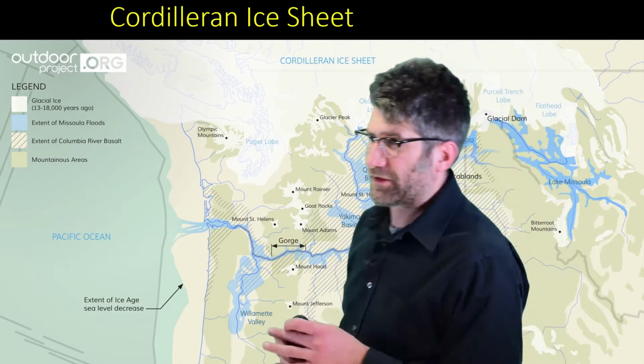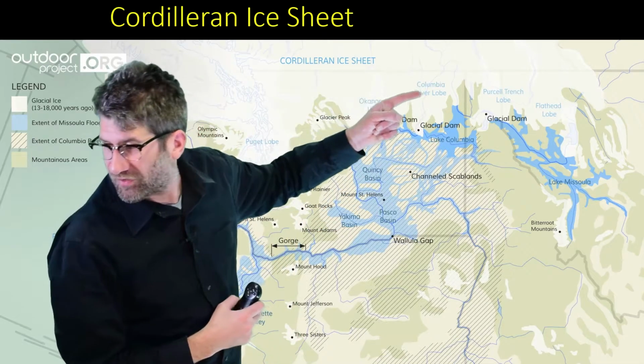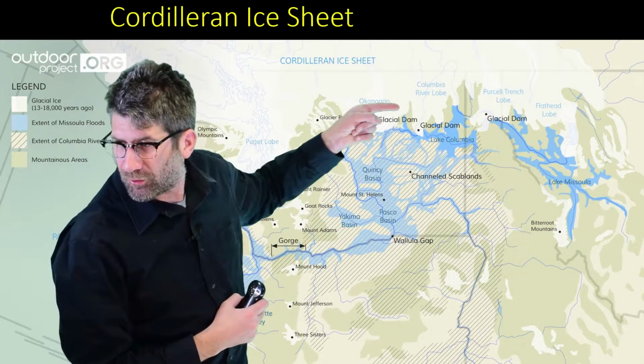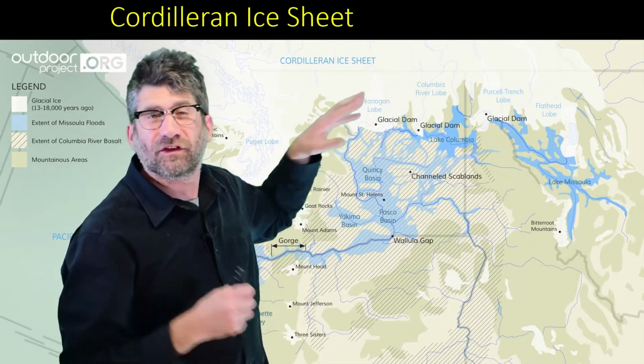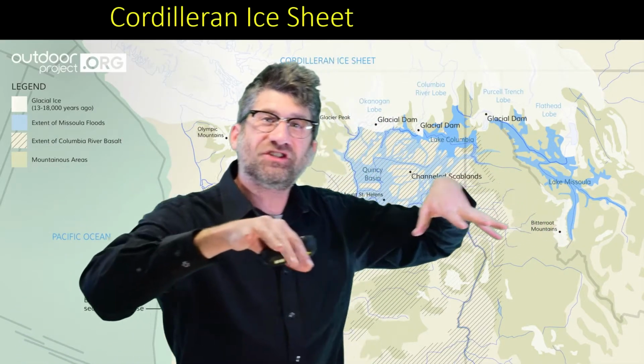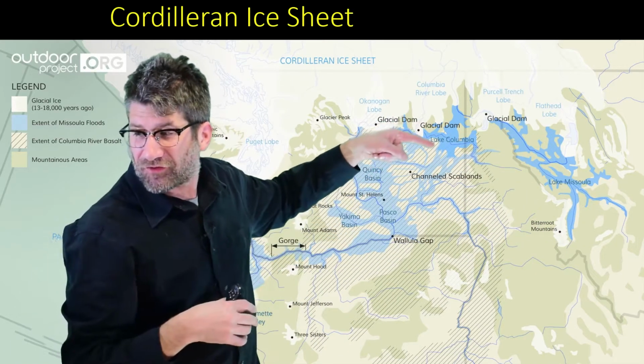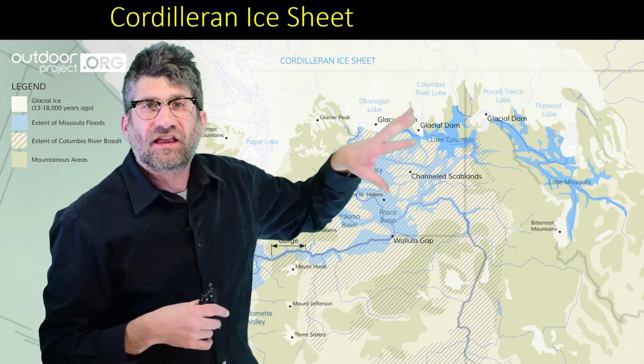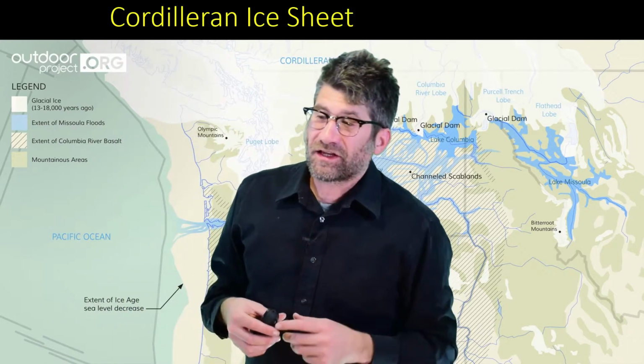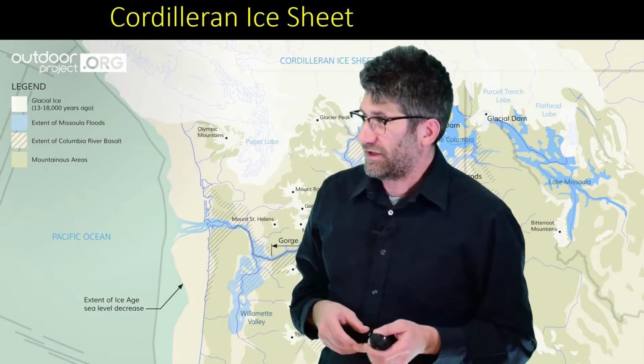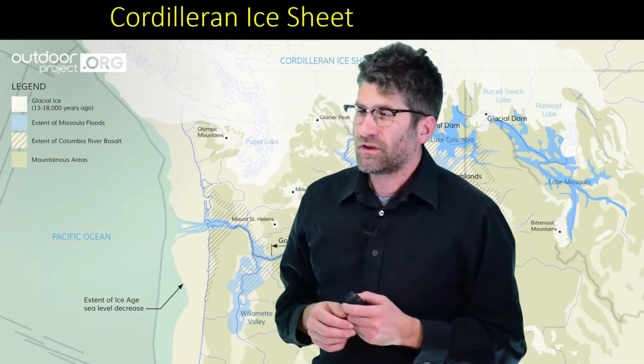Also remember here that on the other side, we had other lobes. Here we've got the Columbia lobe, the Purcell lobe, and these lobes would come down off from the main ice sheet, and these would dam river valleys and create large ice dam lakes that would create massive flooding. And we'll talk about those at a later date. So that's our plan for today.